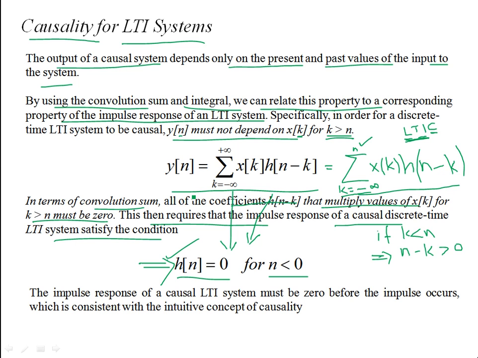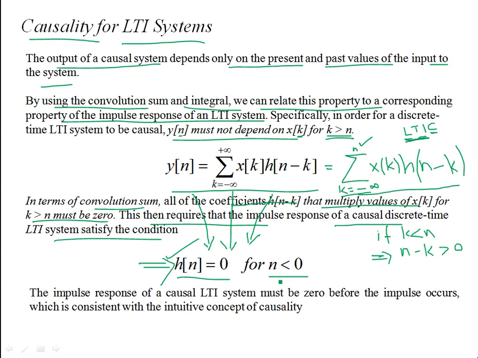We know already what a causal system is, but what we are doing is using the convolution sum, which represents an LTI system, to find how the impulse response represents a causal system. So the interpretation is that h of n is 0 for the negative time indices. It cannot take a negative argument.